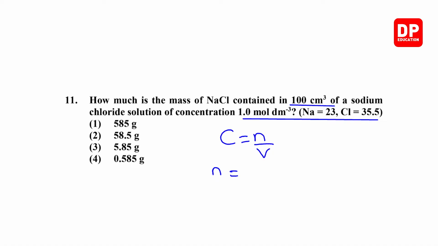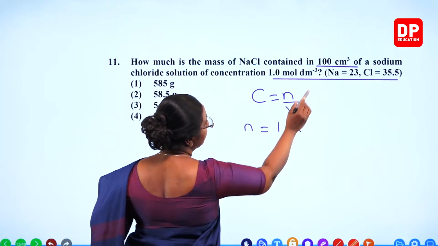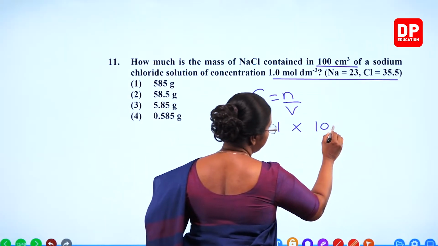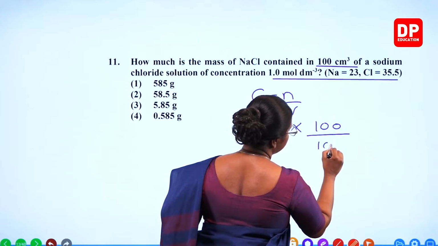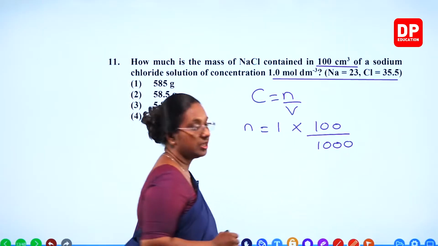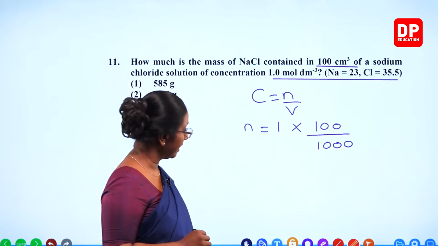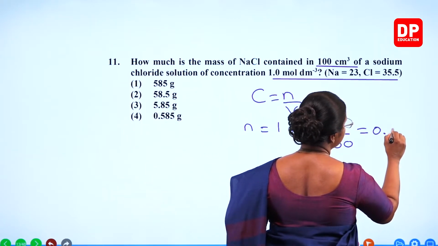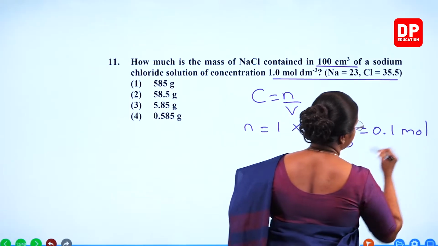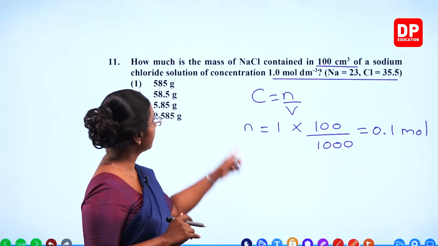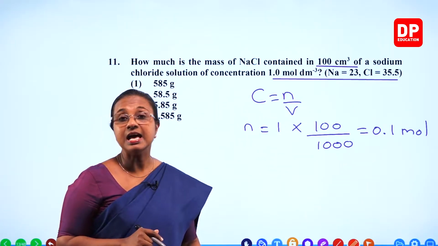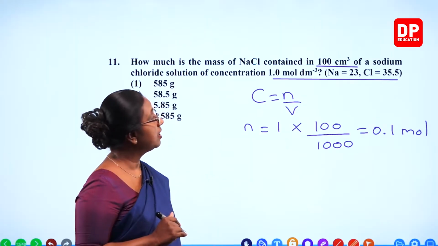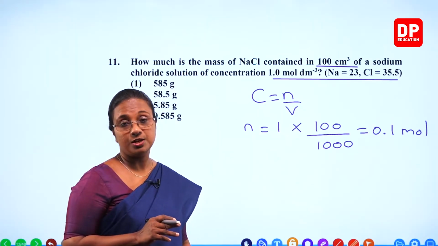Concentration is here, that is 1 mole per decimeter cube into volume 100 centimeter cube, but we need to convert it to decimeter cubes. So you need to divide it by 1000. Then of course you will get the answer as 0.1 mole. So that is the number of moles of sodium chloride contained in 100 centimeter cube of 1 mole per decimeter cube solution.